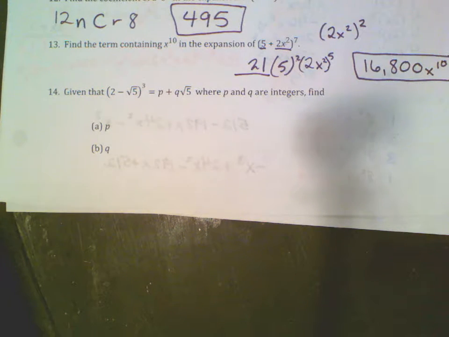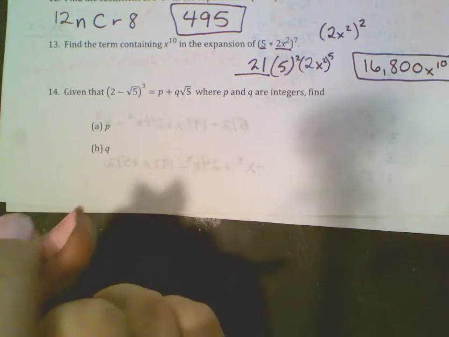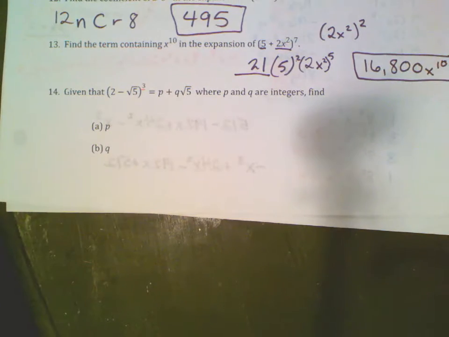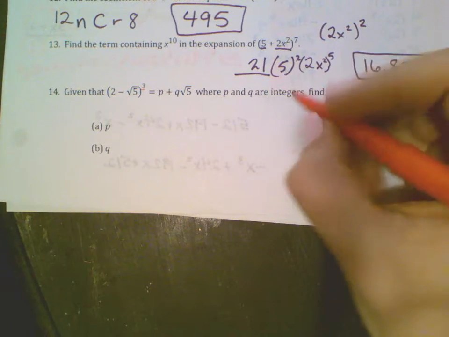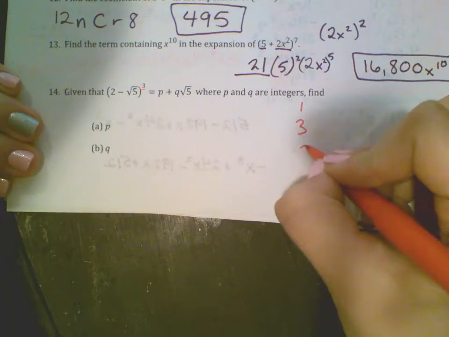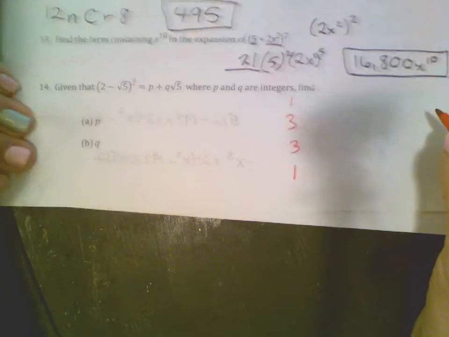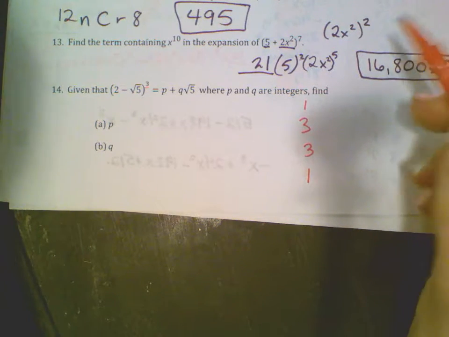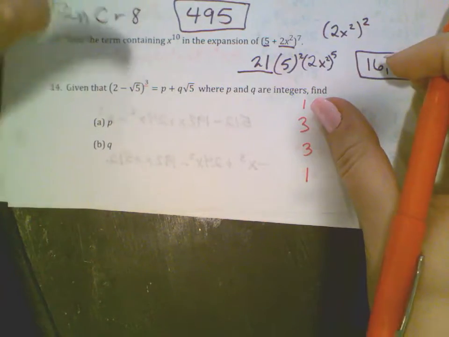Number 14 is going to be an expansion just like the rest were. So if our exponent is 3, then using Pascal's triangle, we'll have 1, 3, 3, 1 as our coefficients. Remember Pascal's triangle being, do I still have the sticky note? Yeah.